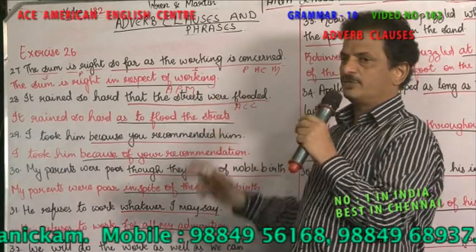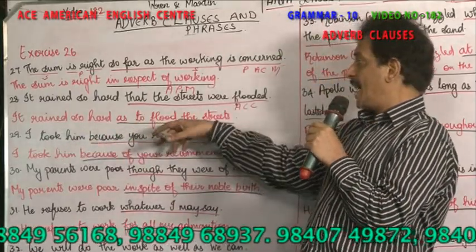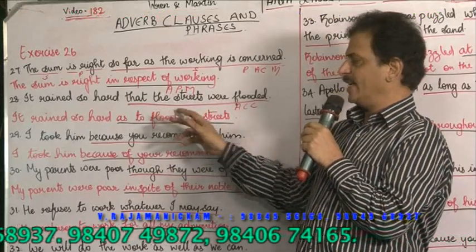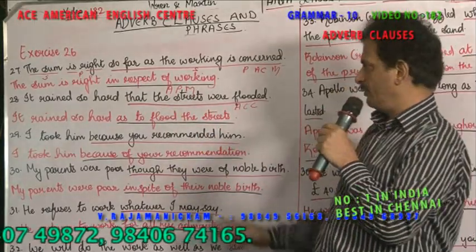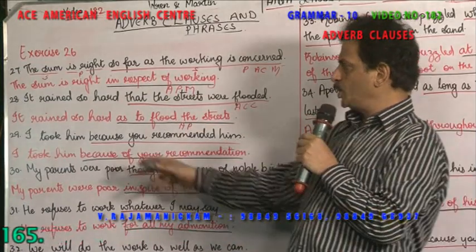Predicate is there. That you have to change into a phrase. How do you change? It rained so hard as to flood the streets. As to flood the streets. So, to flood becomes an infinitive. It is not a verb. So, adverbial phrase.